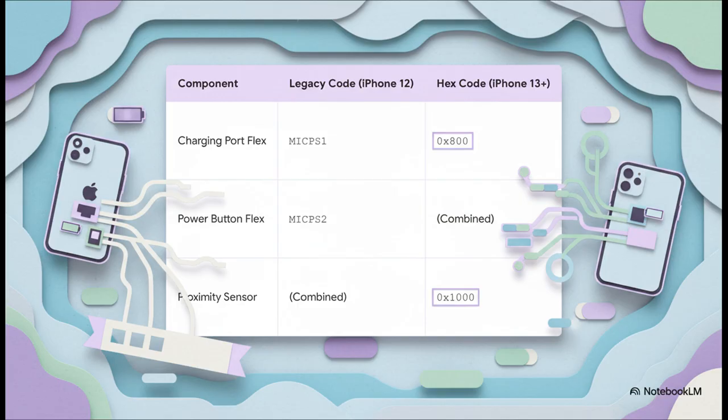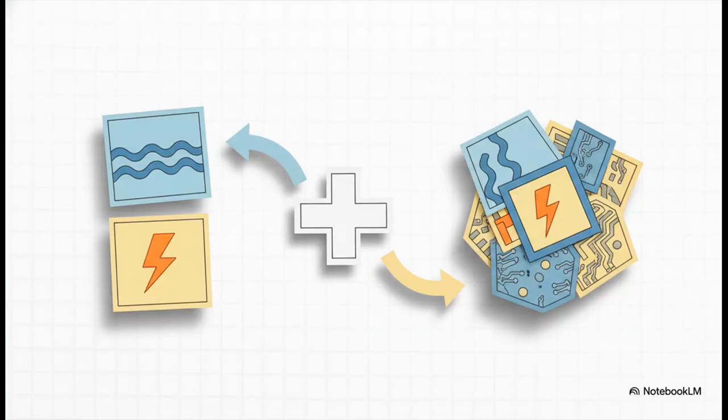It shows the change perfectly. A problem with the charging port used to be a simple, readable code. Now, on a newer iPhone, it's logged as 0x800. It's like learning a whole new language. And believe me, it gets even more complicated.